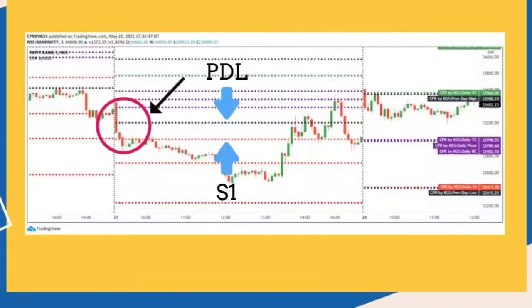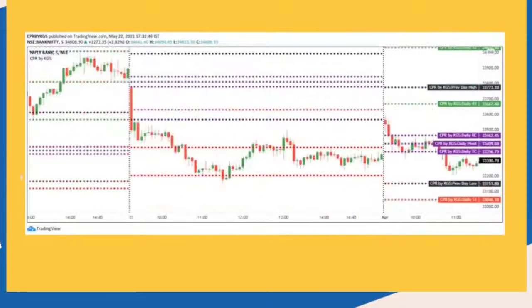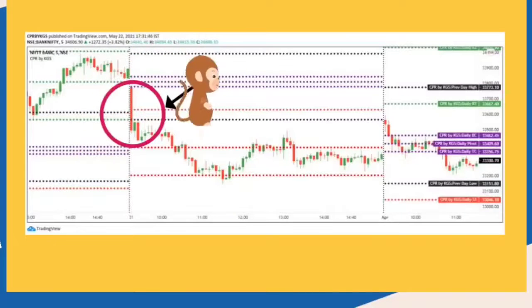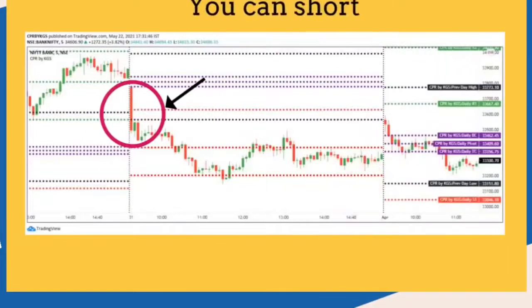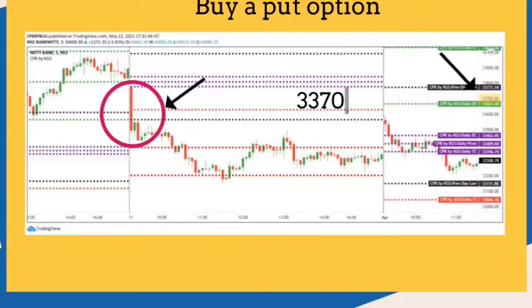Here also, the market opened below the previous day low and S1, and the entire day was trending. Here, the candles opened below S1 and the previous day low, and the entire day was trending. You can go short or buy a put option around this region. The market opened around 33,700 and closed around 33,300. A good fall in Bank Nifty happened here.